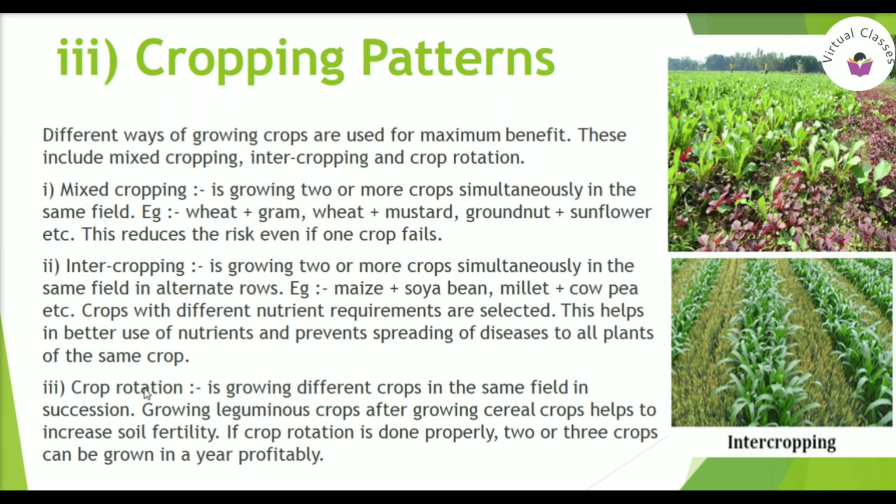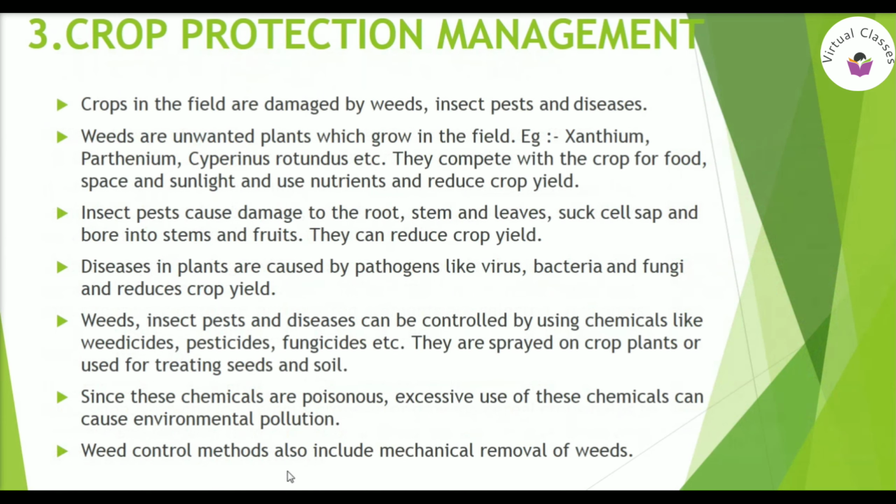Crop rotation. It is growing different crops in the same field in succession, that is, one after the other. Growing leguminous crops after growing cereal crops helps to increase soil fertility. If crop rotation is done properly, 2 or 3 crops can be grown in a year profitably.